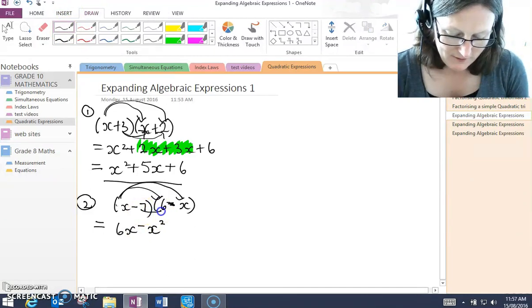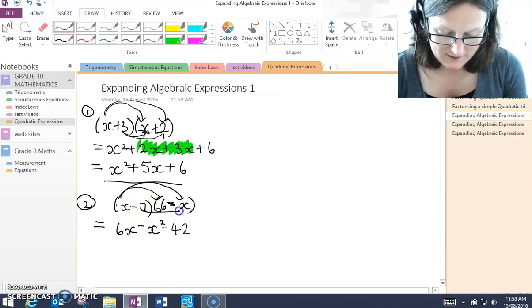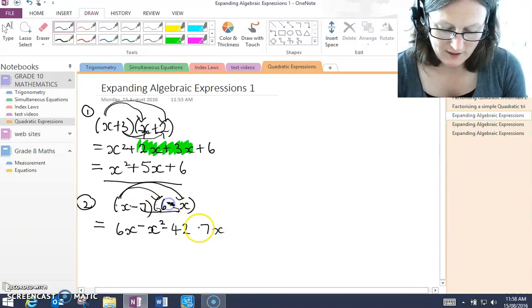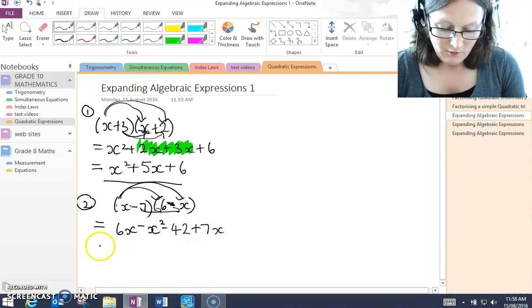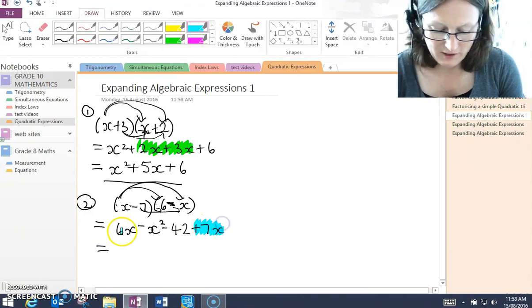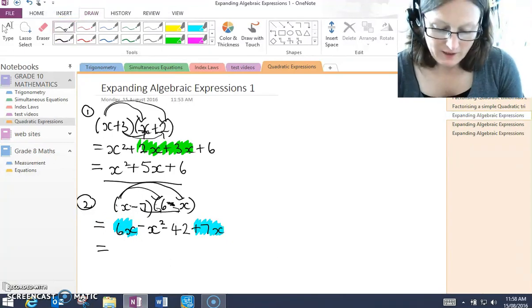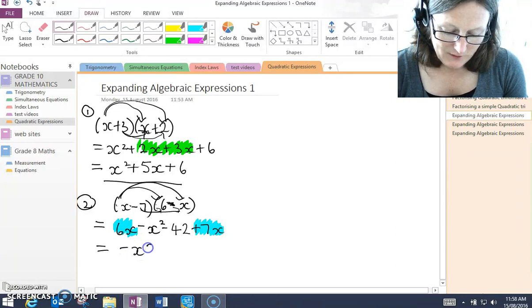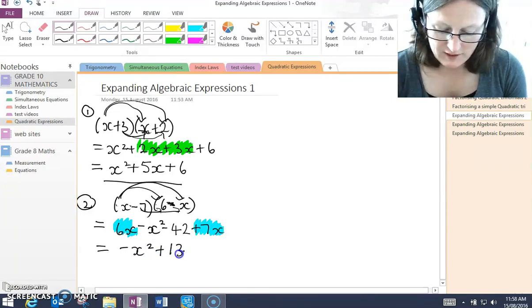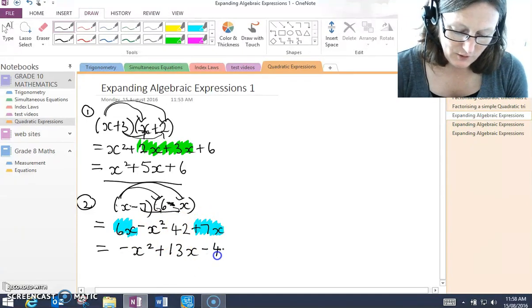We then go 7 times 6, which is 42. Look at the signs. Negative, positive gives us a negative. And then lastly, 7 times by x, which gives us 7x. Negative times by a negative gives us a positive. From there, we look and we see if there are, again, any like terms. And there is a term with an x there and a term with an x there. So we would combine the like terms. Our answer would be negative x squared plus 13x, because 6x and 7x gives us 13x, then minus 42.